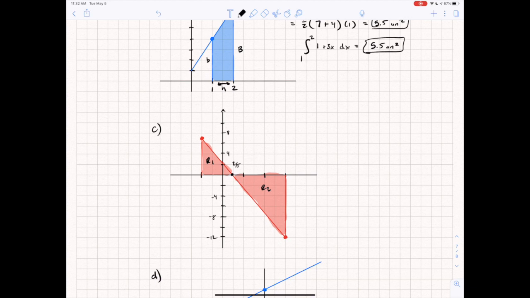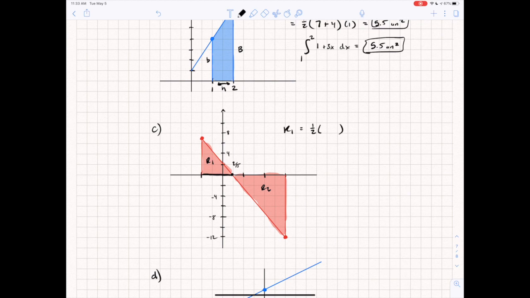So region 1, because again this is a triangle, its area is found by doing 1/2 base times height. Now my base here, going from here to here, is 2/5.